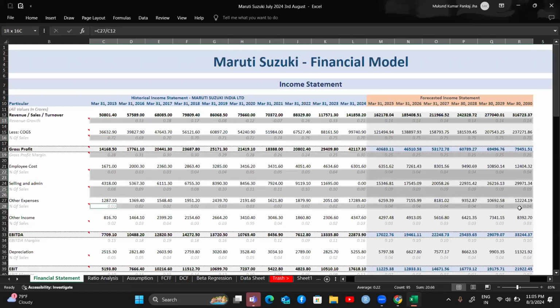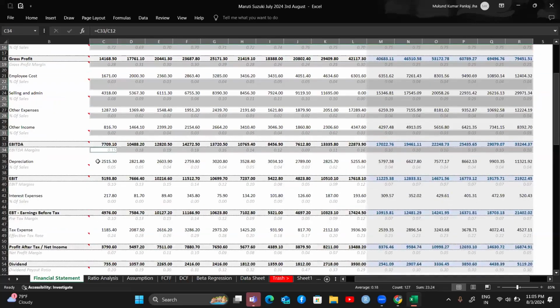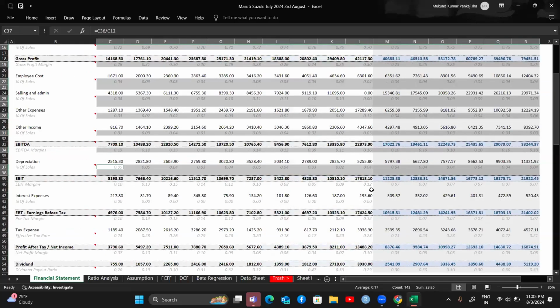How am I selecting this? Dragging the mouse and using control. Keep control pressed and drag the mouse. Don't change your hands. Don't remove your hands from the control button.